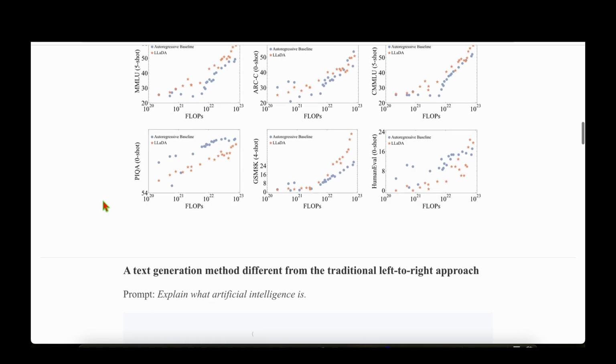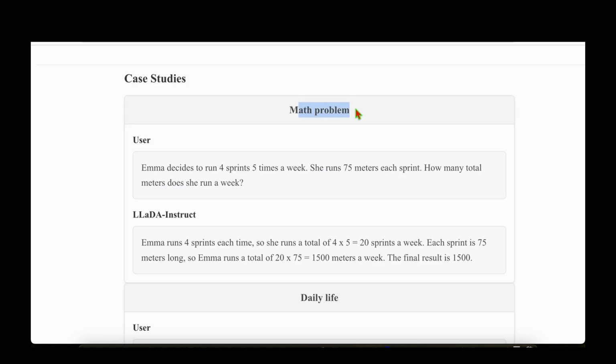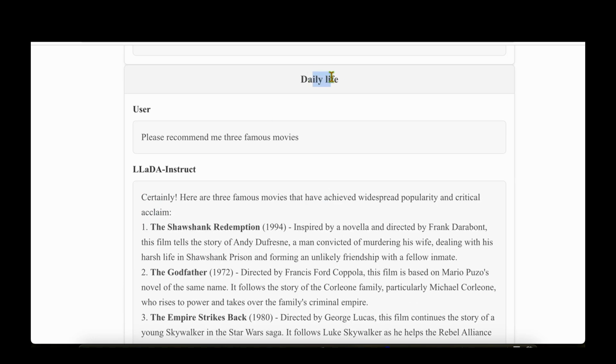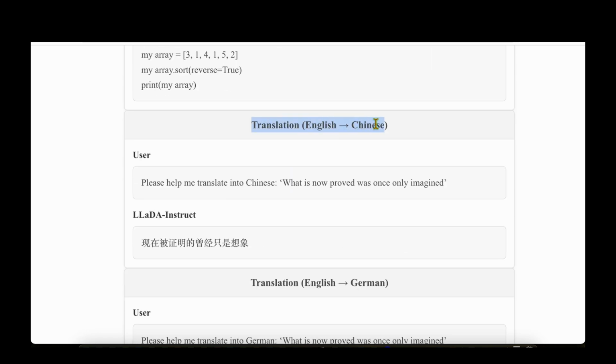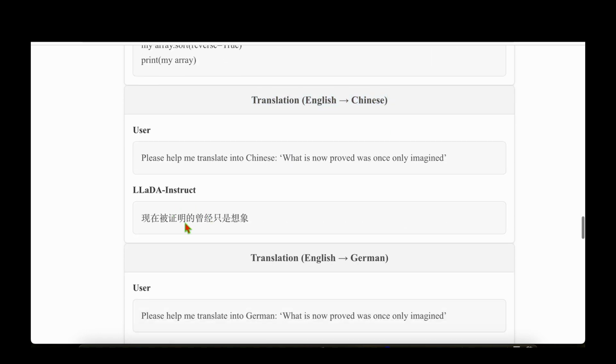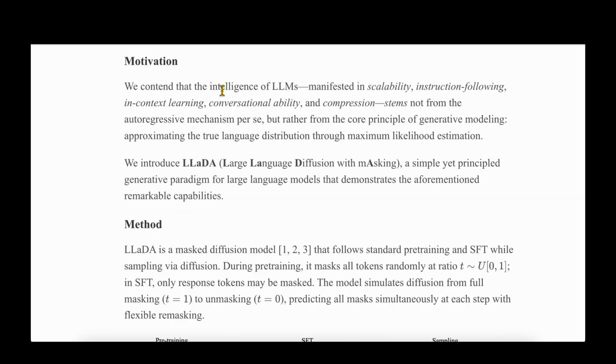They have given examples for quite a few tasks. For example, it's able to solve math problems, it's able to solve daily life problems, and it's also able to generate code, and it's also able to translate, for example, from English to Chinese. So in this video, let's read this paper on LLaDA and understand how they go about using a diffusion model to address language modeling. I quite like the motivation of the paper.